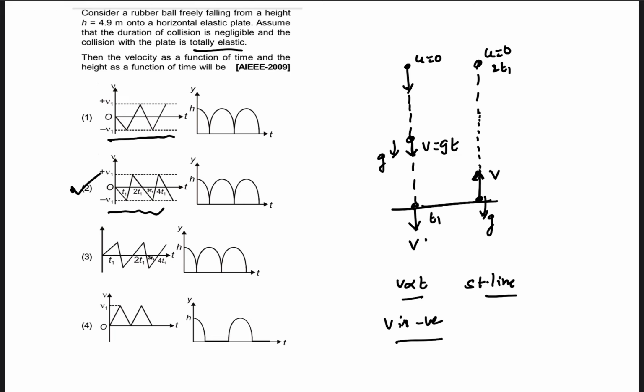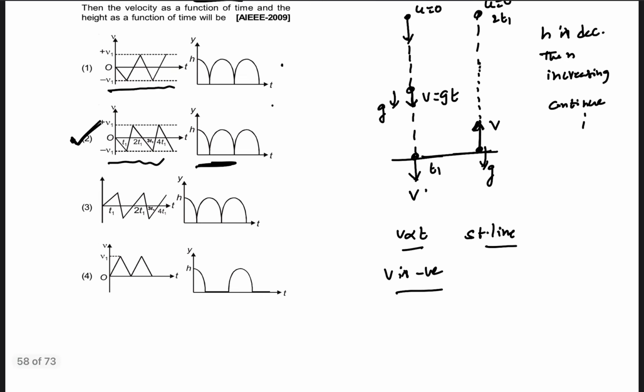And the ht graph, how will the ht graph be? So h is actually decreasing, then again increasing, continue. So which graph is showing here? Almost all, 1, 2, 3 graphs are given like that only. You can observe carefully. The second graph is the possibility.